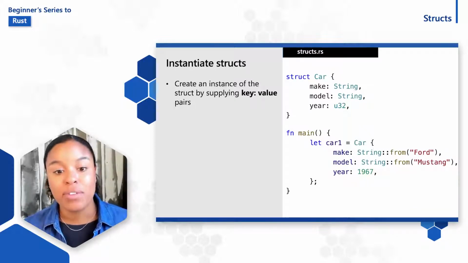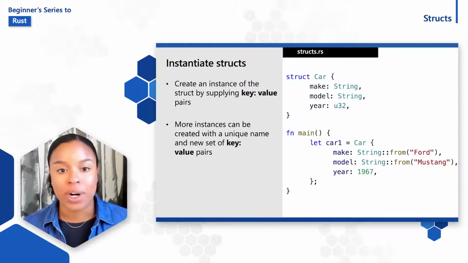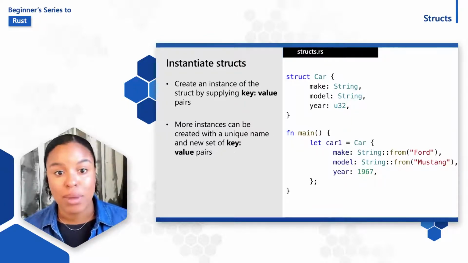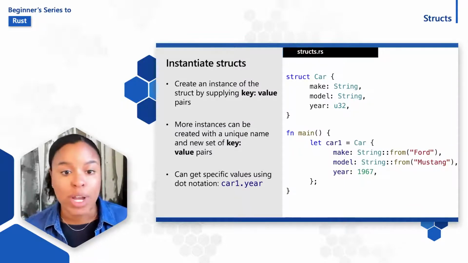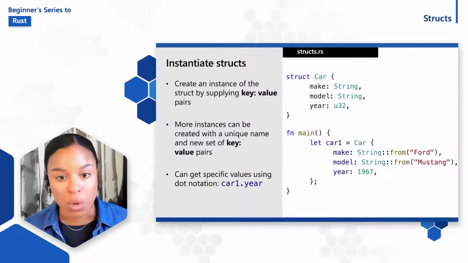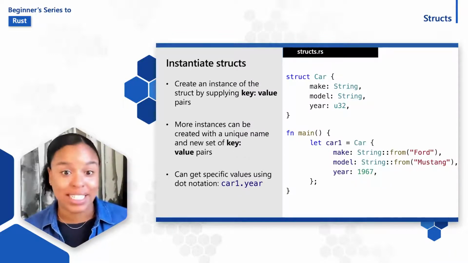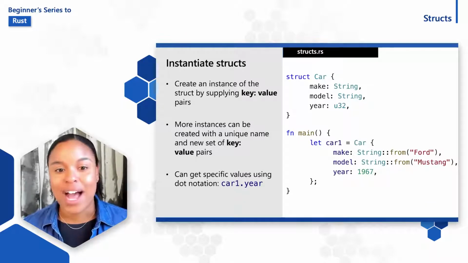And then finally, we define a year. And going forward, I can create more instances of the struct in the same way by supplying a unique name and a new set of key value pairs. Next, we would be able to get specific values from a struct by using the dot notation. For example, if I wanted to know the year of car 1, I can say car1.year and receive the value of 1967 back. So that should give you a high-level overview of how structs are used.